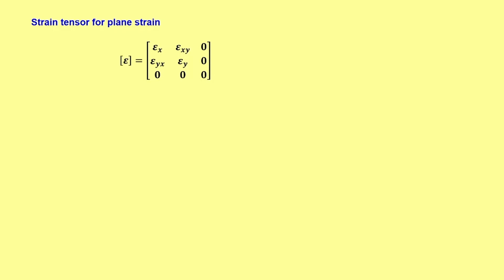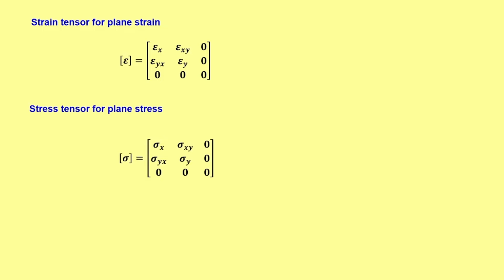The strain tensor for plane strain can be written in this manner. Now we have strain in one direction to be 0, so all these components have become 0. So you have epsilon x, epsilon xy, epsilon yx and epsilon y. Similarly, you have the stress tensor for plane stress. Here the other components are all 0, you are left with sigma x, sigma y, sigma xy, sigma yx.